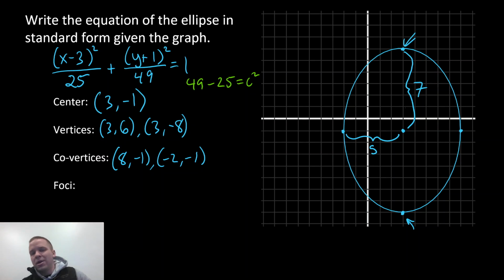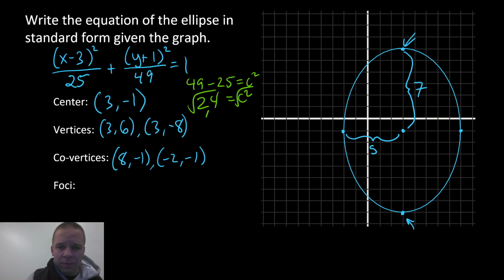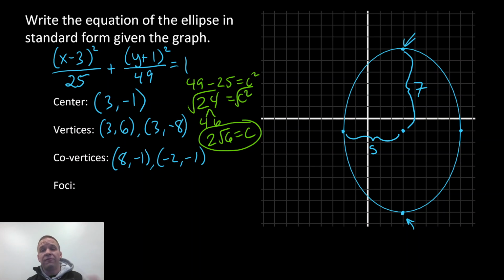I've already got them squared, why not just leave them? So now I've got 49 minus 25, which gives me 24 equals c squared. Now I've got a square root on both sides. If we break this down, we're going to have 4 and 6. So that's going to be 2 root 6 for my c value. That c value is important and going to play a role in finding my foci.